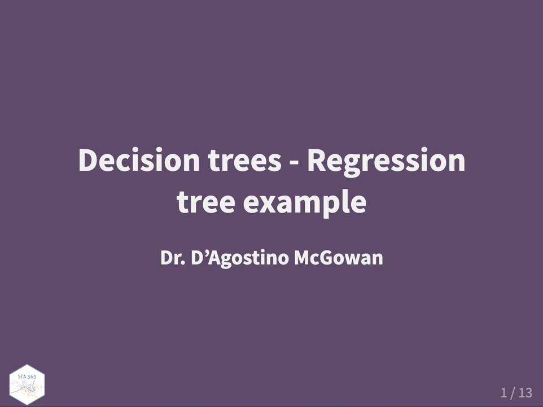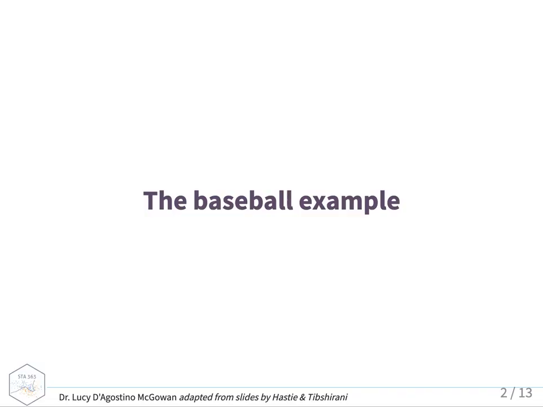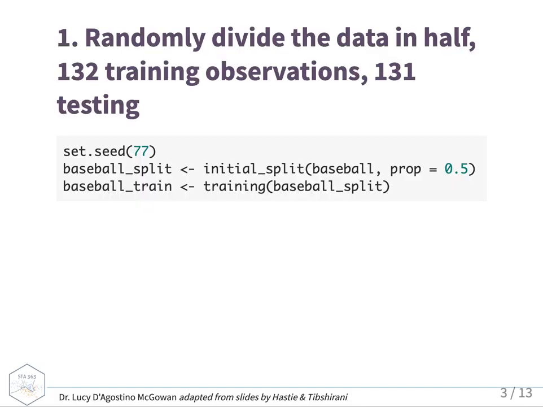In this final lecture for today, we're going to do a quick example of how to do this in R, and then you'll try it yourself. Let's go back to the baseball example that we started with at the beginning of this lecture series. Your first step with this data is to randomly divide the data in half. We're going to do that initial split so that we've got 132 training observations and 131 testing observations.